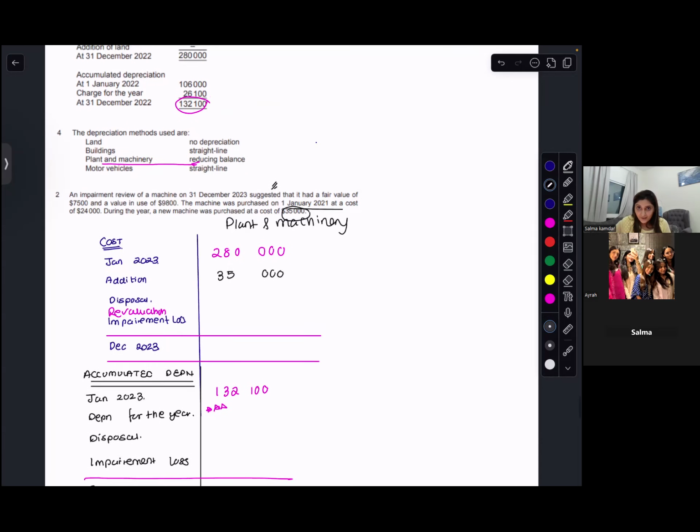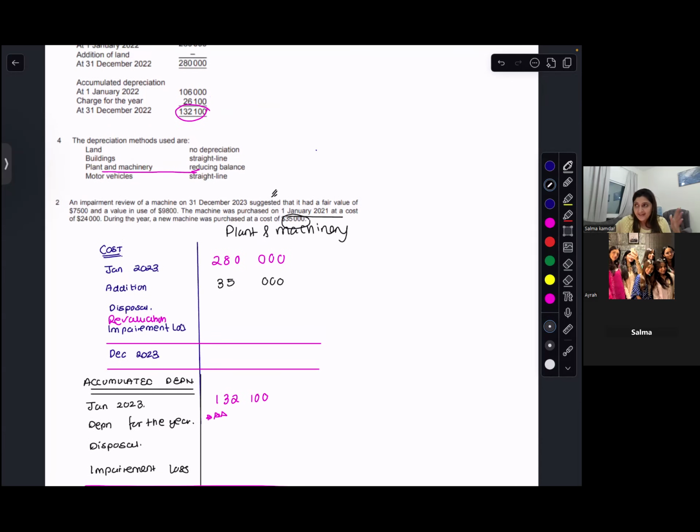Okay, fine. Now I go over here. We did an impairment review of the machinery on 31st of December 2023. When I did the impairment review, I found that the fair value of the machinery is 7,500. Value in use is 9,800. The cost of the machinery is 24,000. So I need to find the carrying amount.